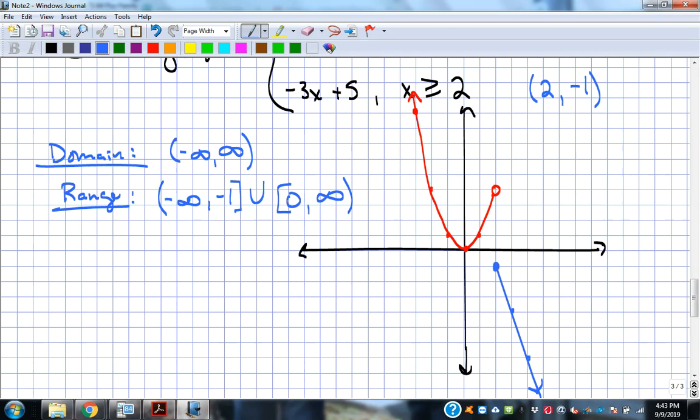Are there any intercepts to this one? Does it cross the x or y axis? Yeah, the origin happens to be the x and y intercept at the same time. So 0, 0 is an intercept for this one. Is it continuous or discontinuous? Discontinuous, because you've got to pick up your pencil to trace it.